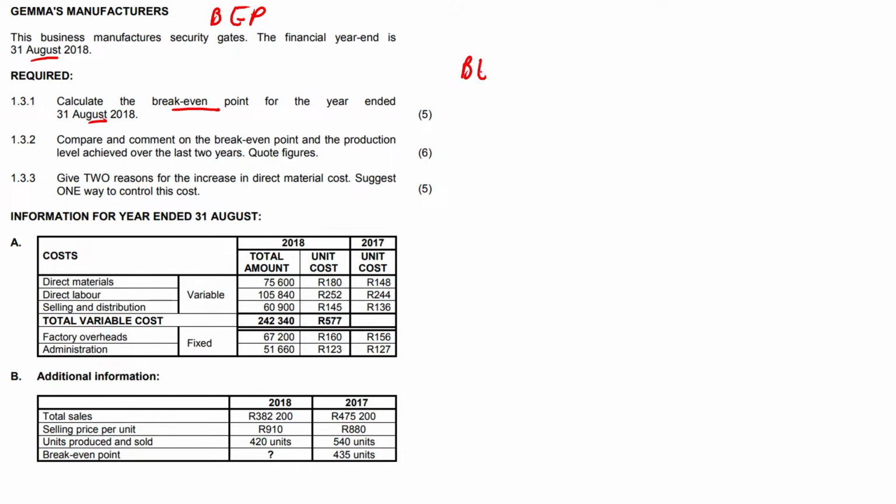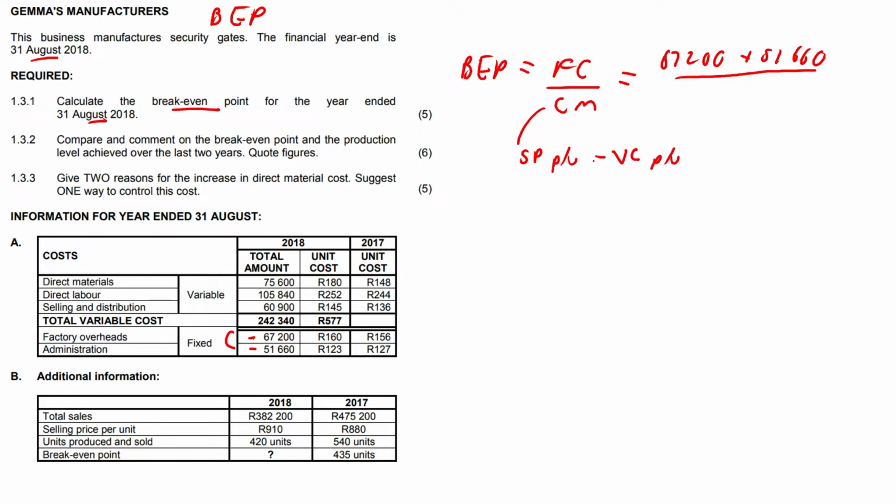So our break-even point formula is going to be fixed costs over our contribution margin, CM, right? So our fixed costs here is simply going to be the 67,200 plus 51,660, because these are both fixed costs, so we add them together, over our contribution margin. So that's going to be our selling price per unit minus our variable cost per unit. Okay, so selling price per unit minus variable cost per unit, PU is per unit.